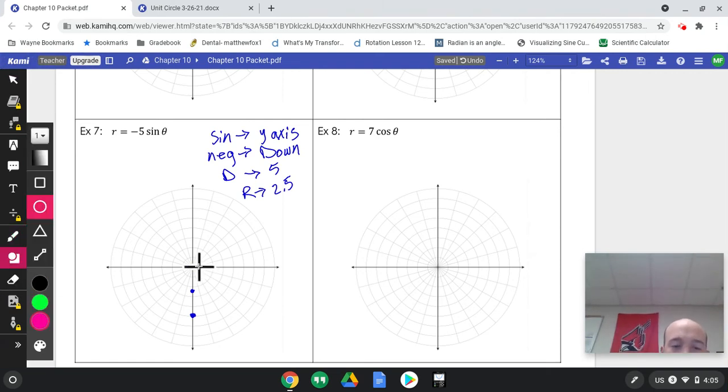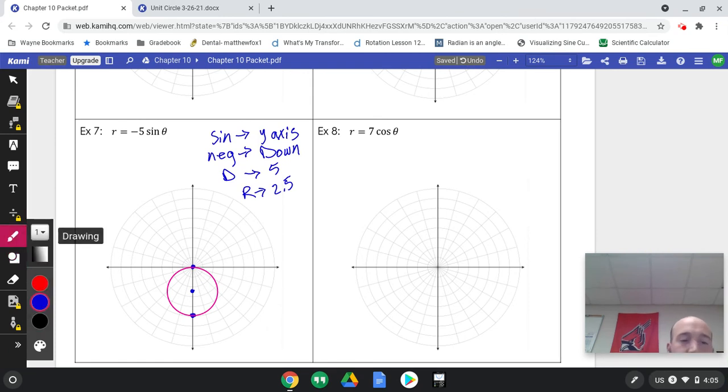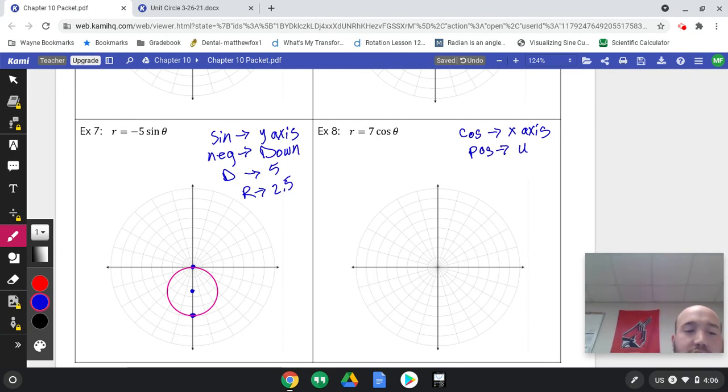Okay, so once again, it should look something like that. And our final one for the day. Okay, so once again, cosine. So that means it's going to be symmetric over the x-axis. Cosine is associated with x. This time it's positive, which means it will go, oops, I almost put up. It's not going to go up, it's going to go to the right.